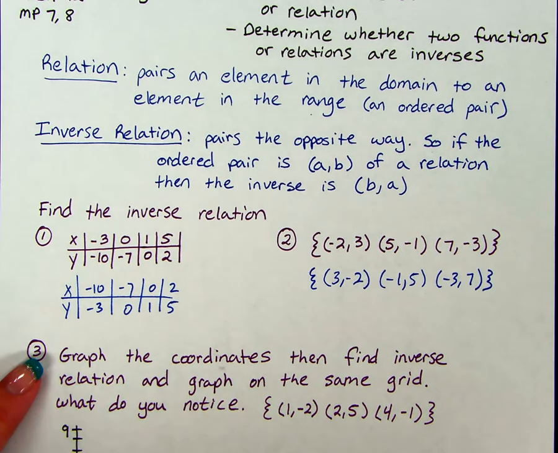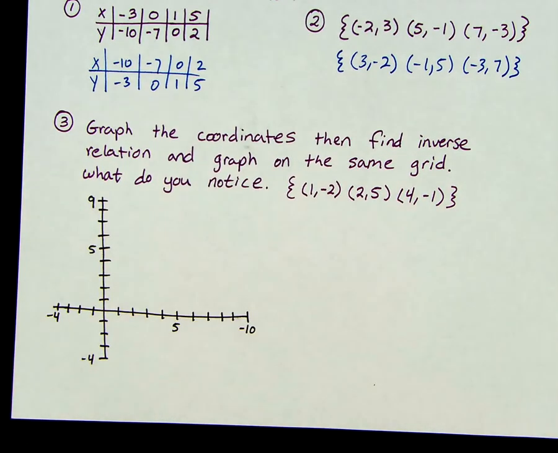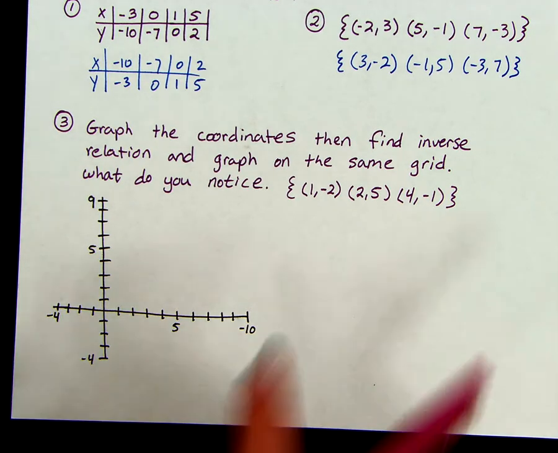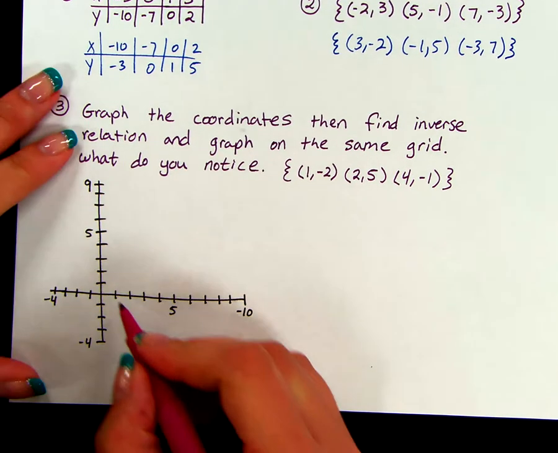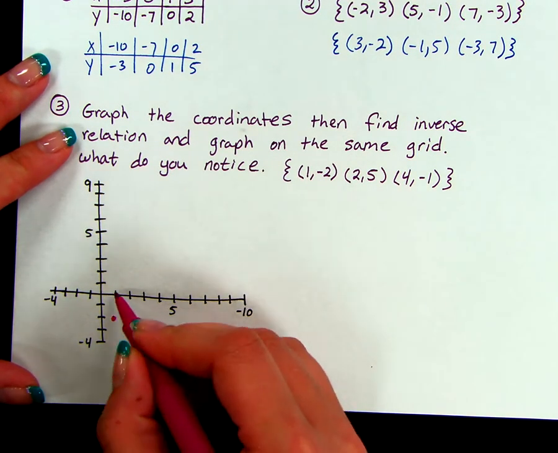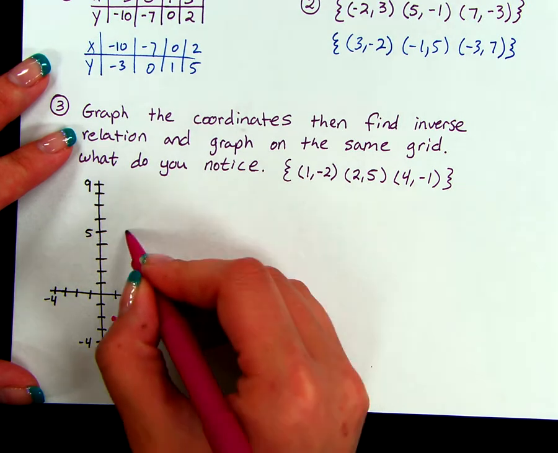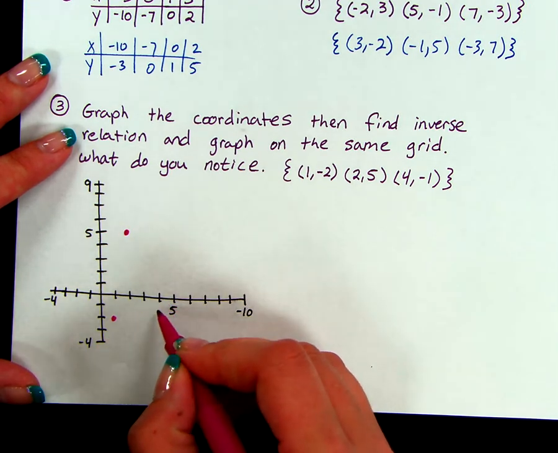And on a graph, if we're thinking about inverse, again, we are just flipping our points around. It says graph the coordinates and then find the inverse relation and graph on the same grid. I'm going to graph this in pink to start with. We're going right 1, down 2, and then right 2, up 5, and right 4, down 1.